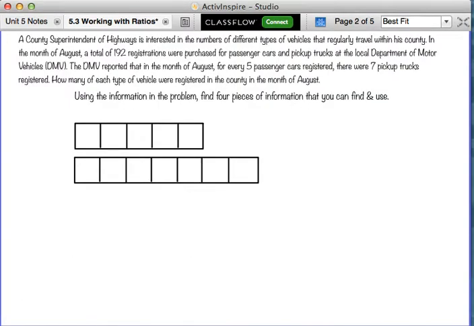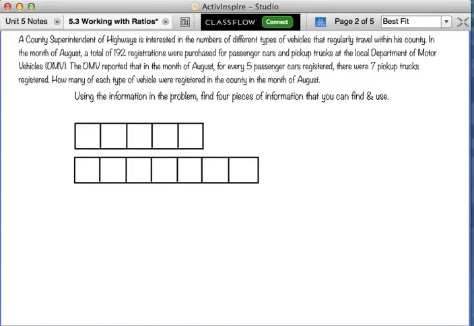So to start off, we have a riveting problem here where we're talking about the county superintendent of highways who is interested in the number of different types of vehicles that regularly travel within his county. I'd say get a different job. But this guy really likes it, so let's see what happens.